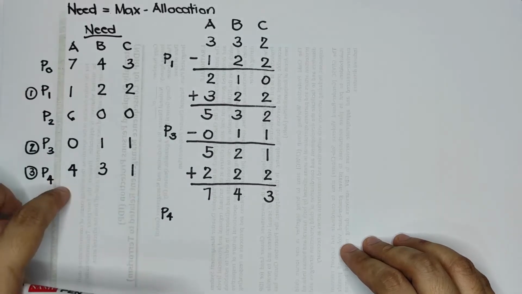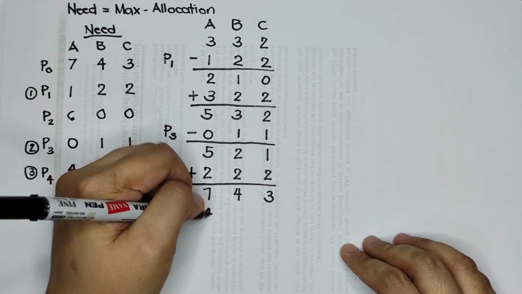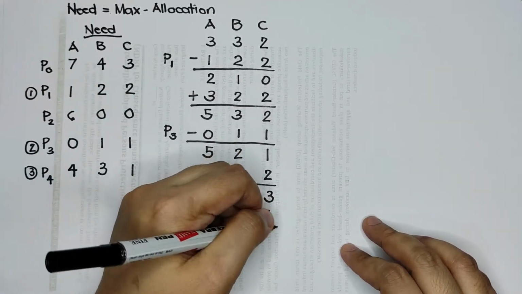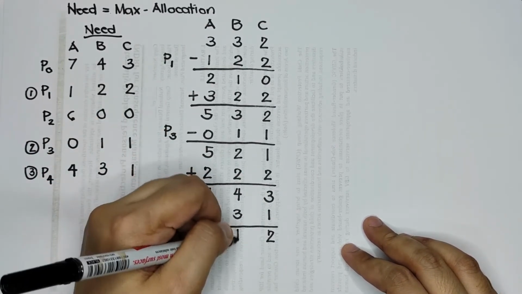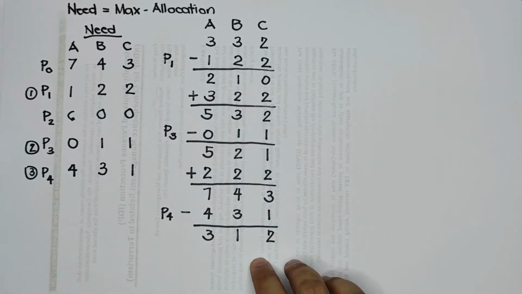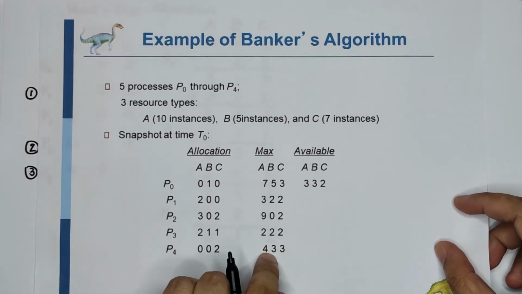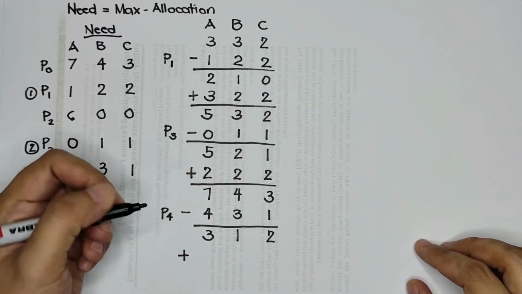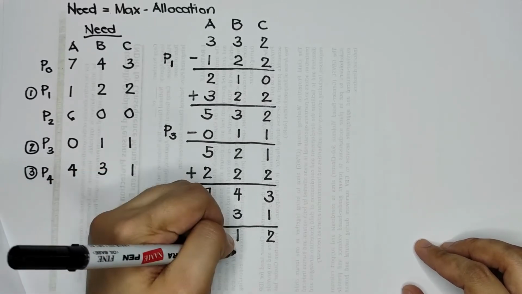Again, you have to subtract the need from the available. So minus 4, 3, 1. So 7 minus 4 is 3, 4 minus 3 is 1, and then 3 minus 1 is 2. So the available is 3, 1, 2. And after P sub 4 has finished its execution, you have to return the maximum of P sub 4, which is 4, 3, 3. Okay, so you have to add 4, 3, 3.